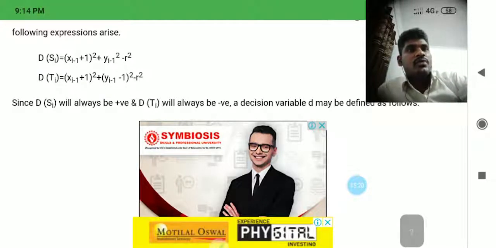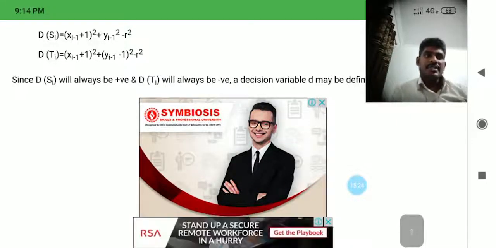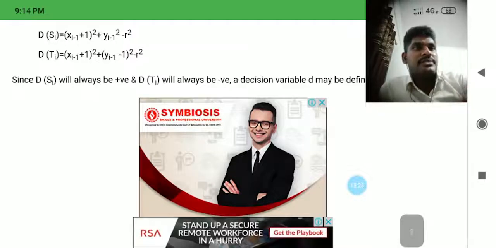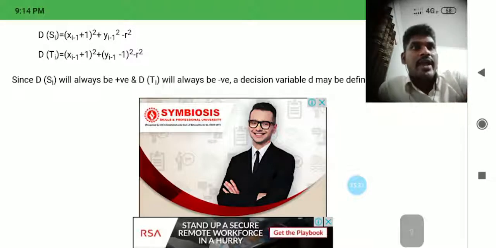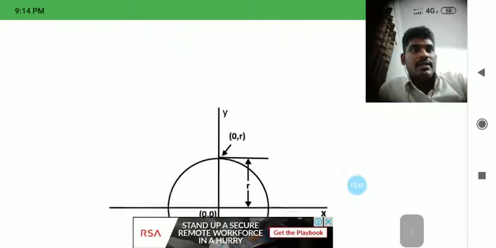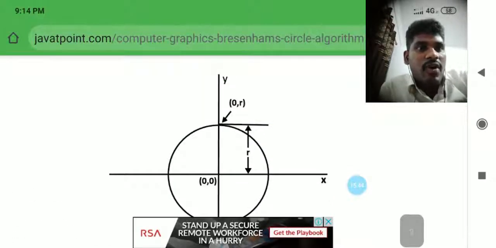Now listen. What is the decision parameter? The decision parameter is nothing but ds plus dt, that is, the distance of north plus the distance of south, ds plus dn. So we add up these two equations. Look here, this is our radius r. This is the x value and the r value, that is, y equal to the r value.